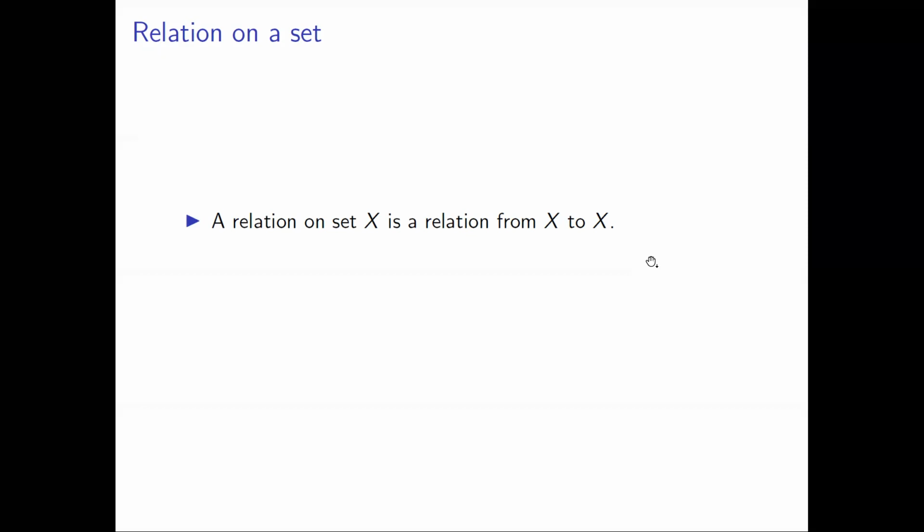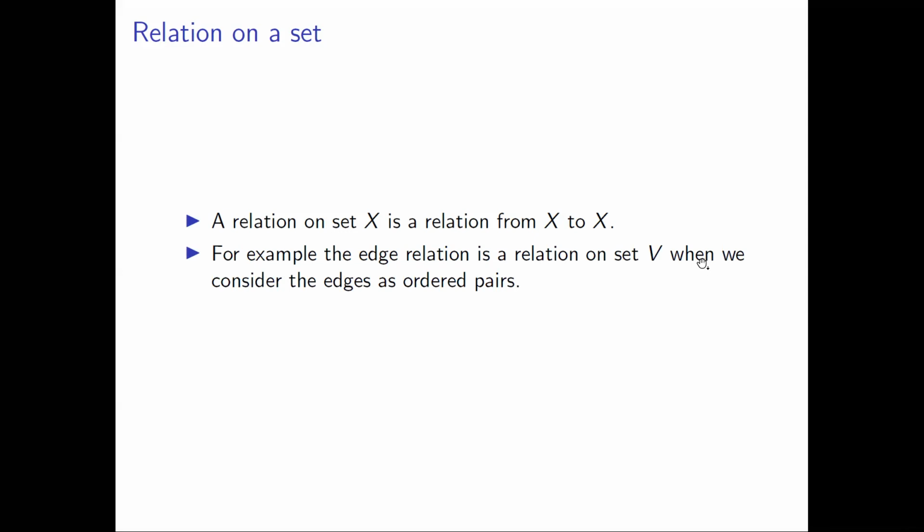So we're going to talk about a slightly more specific type of relation, and it's a relation on a set. Before, when we talked about relations, we said a relation from set X to set Y. When we have a relation on a set, the sets X and Y are the same. So a relation on set X is just a relation from X to X. And the relations that we just saw were actually relations on sets. So the edge relation that we saw for directed graphs and undirected graphs, both of these were relations on sets. And the set in both cases was the vertex set V.